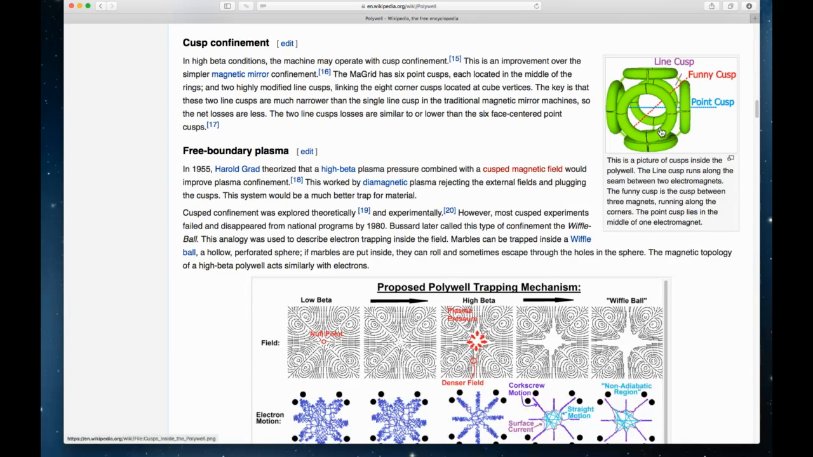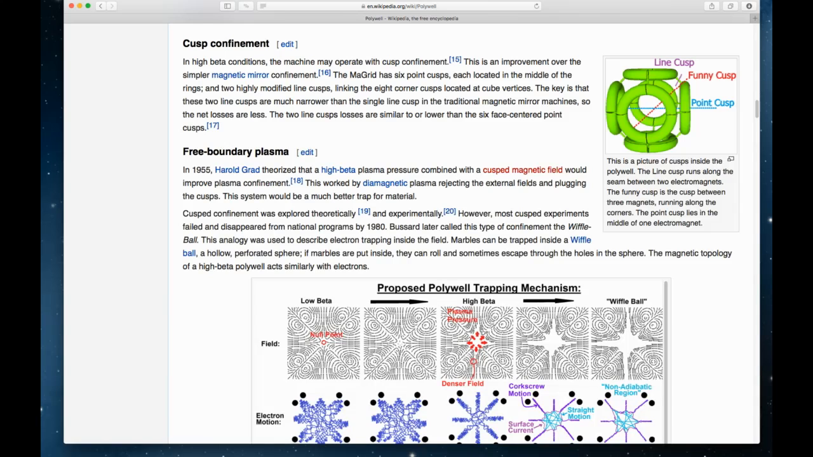That's interesting. They have a picture of the cusps inside the polywell. The line cusp runs along the seam between the two electromagnets. The funny cusp, they call it funny cusp, is the cusp between the three magnets running along the corners, and the point cusp lies in the middle of one electromagnet. The point cusp, funny cusp.